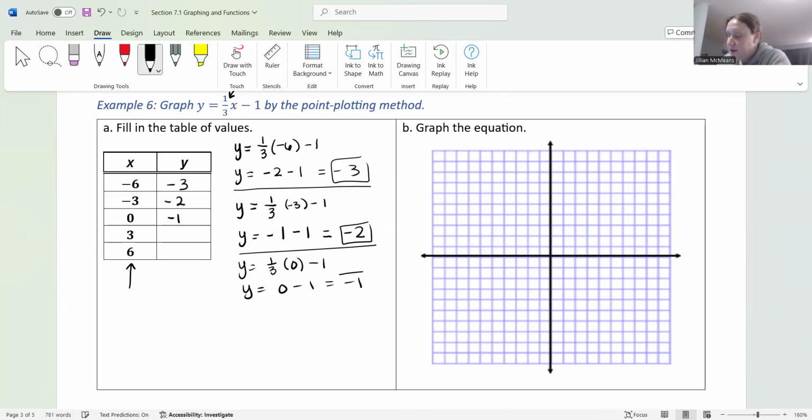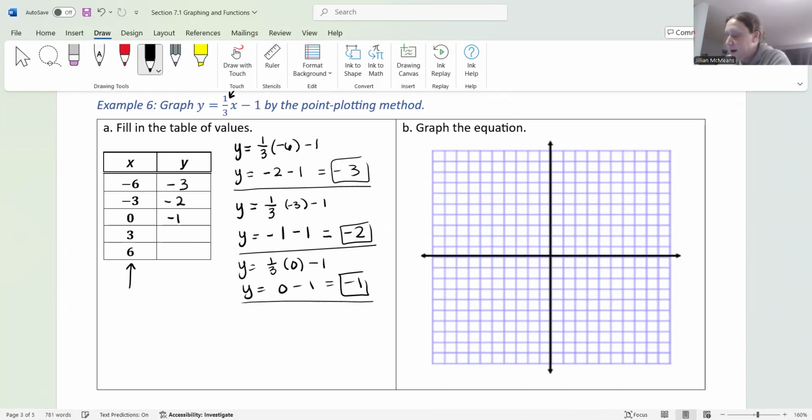You should start to see a pattern here for this example because this is a linear equation, meaning the graph is going to be a line. So as x increases or decreases, y is going to increase or decrease in a proportional kind of way. So you can see that our x's are increasing by 3 and our y's are increasing by 1. And that's going to be the case for the whole list.